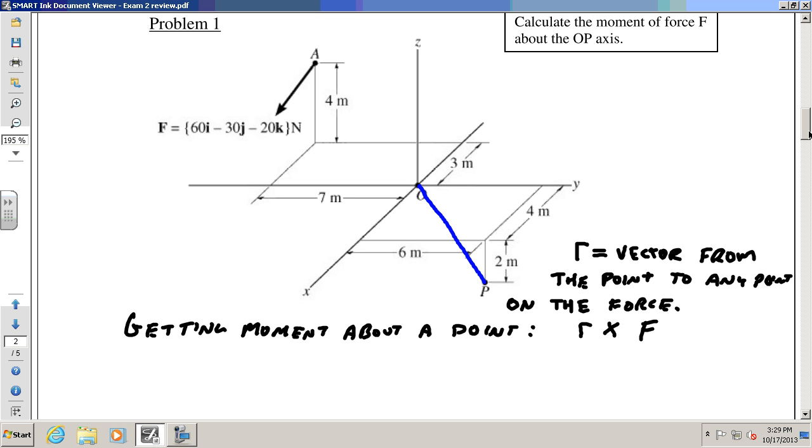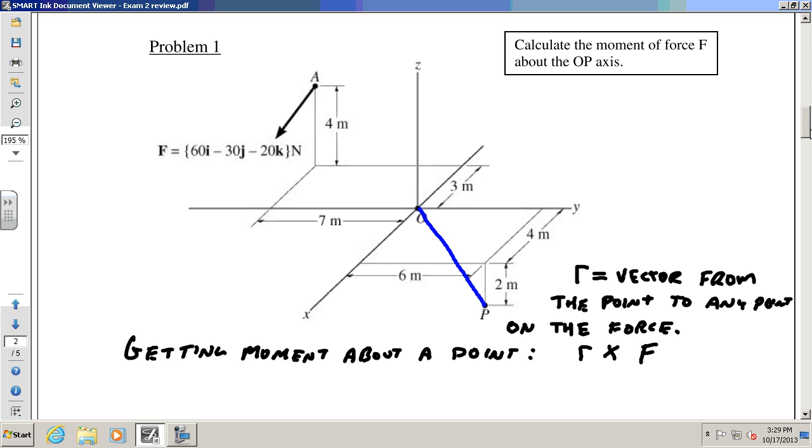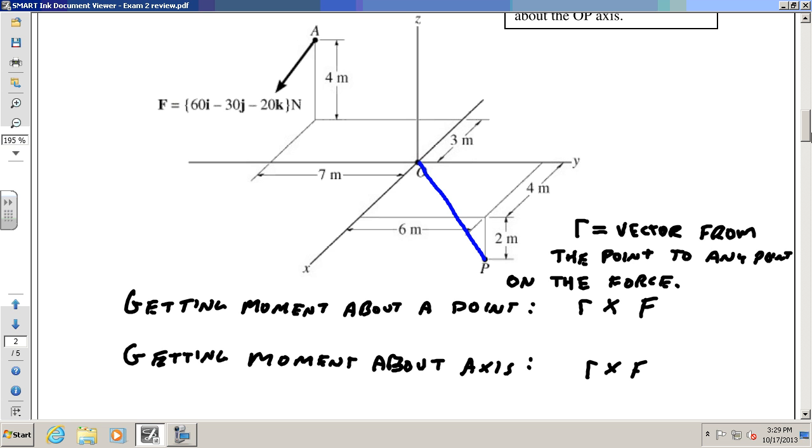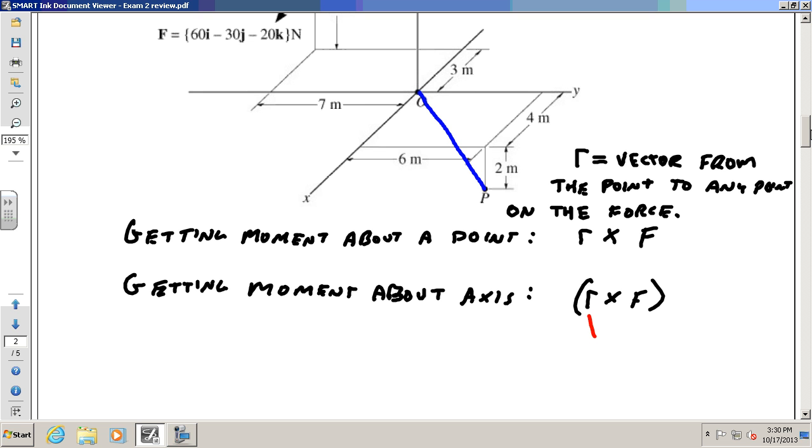So, and then there's one more thing you would do in this, okay? Because in this case, I'm not saying a point, I'm saying the axis. So to get a moment about an axis, you still do R cross F. And in this case, your R, that particular R, you don't have a point now. If you're doing a moment about an axis, you don't have just one point. You've got infinitely many points, right?